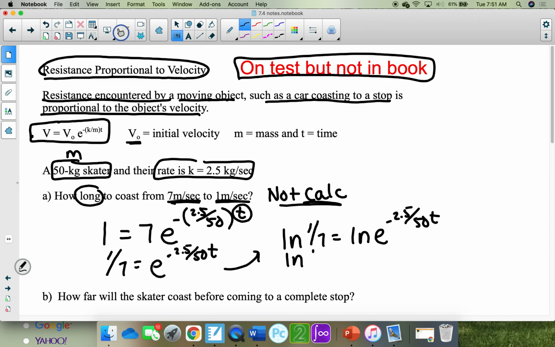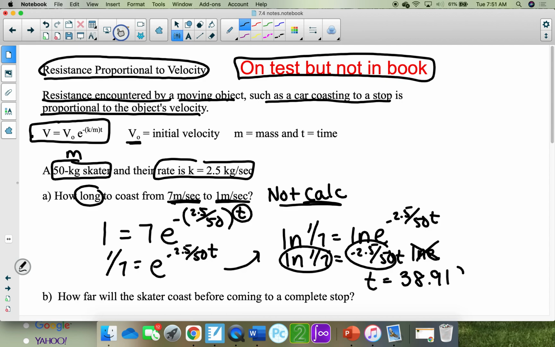The natural log of 1/7 equals, I can take that whole exponent and put it out in front. And you know that the natural log of e is 1. So in order to get t alone, I just have to take the natural log of 1/7 on my calculator and divide by the negative 2.5 divided by 50. And you should get the time of 38.918 seconds. I always go out in calculus to 3 decimal places.